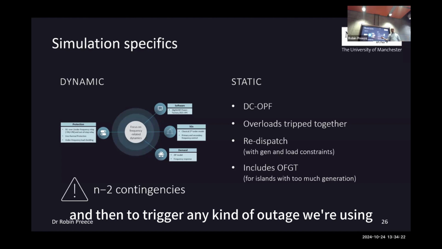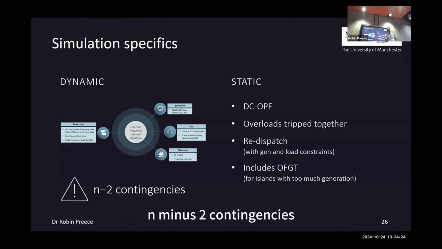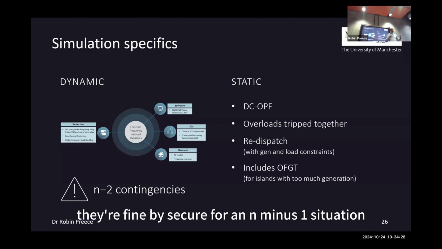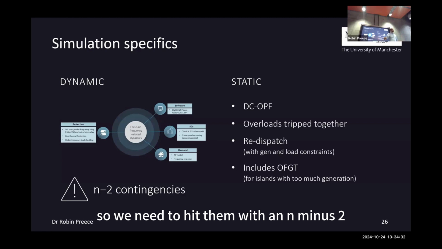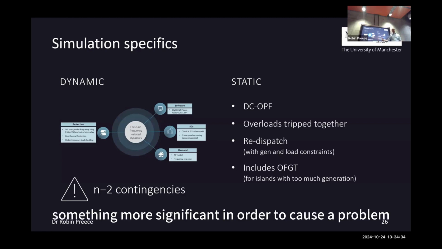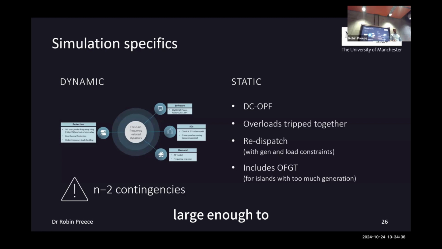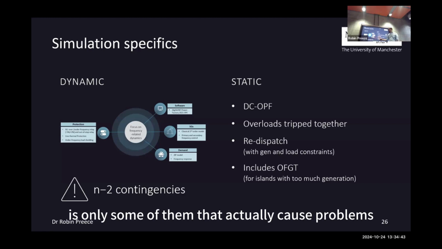And then to trigger any kind of outage, we're using n-2 contingencies. So these systems are safe for n-1. They're fine, secure for an n-1 situation. So we need to hit them with an n-2, something more significant, in order to cause a problem large enough to start a cascade. And most n-2s don't. Most n-2s are fine. It's only some of them that actually cause problems.